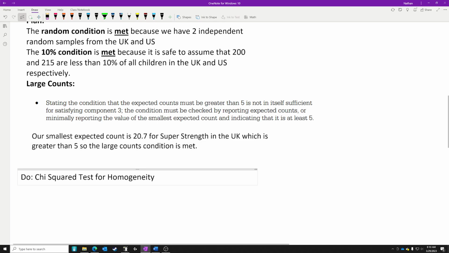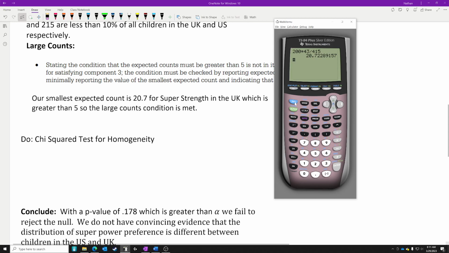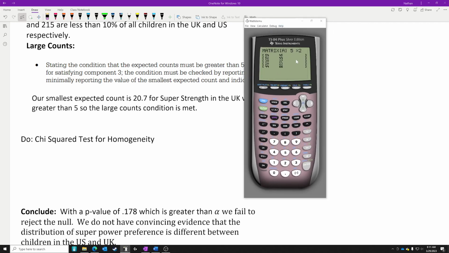That is how we can satisfy the large counts. Now, if you don't want to do that by hand, you can go down to the do. All right, we're going to do a chi-squared test for homogeneity. You go to your calculator, you go into the matrix, and you plug all the data into your matrices. Then we go stat tests chi-squared, AB calculate.